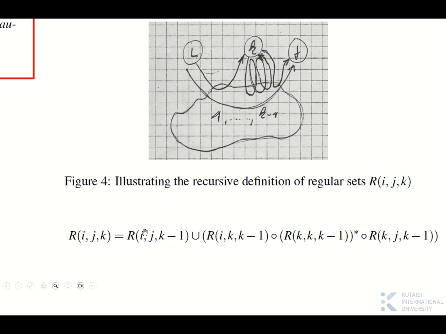Rij k minus 1, which by induction assumption is regular. If this equality holds, then this is regular, then the union, nothing, I can do this. This is also regular because it's k minus 1. This is also regular because it's k minus 1, and there's a concatenation here, star, no problem, and this is also regular.